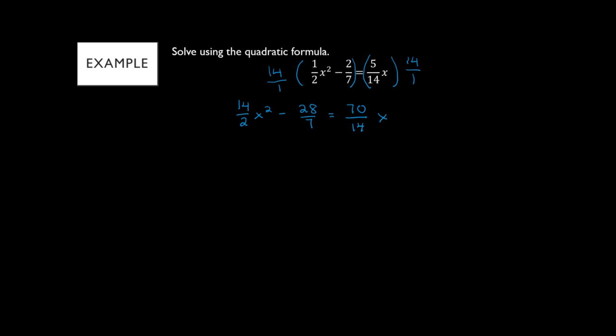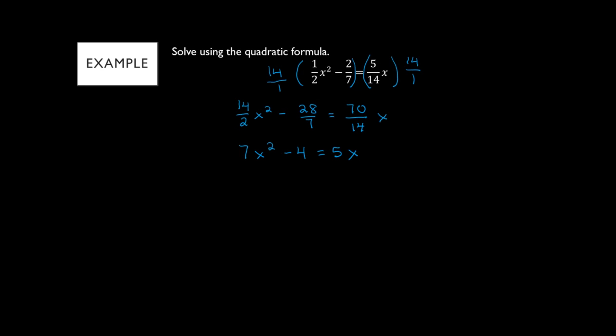And then you're going to divide all of these, because by multiplying by the common denominator, you're going to get whole numbers here. So 14 divided by 2 is 7, so we're going to have 7x squared. 28 divided by 7 is 4, so that's minus 4. 70 divided by 14 gives me 5, so that's going to be 5x. So now we have whole numbers, and it's a lot easier to work with the quadratic formula here.